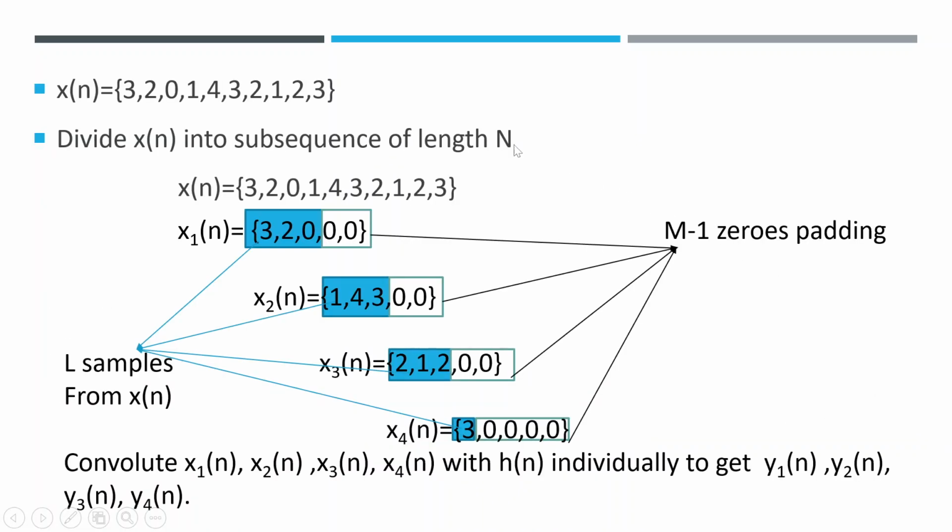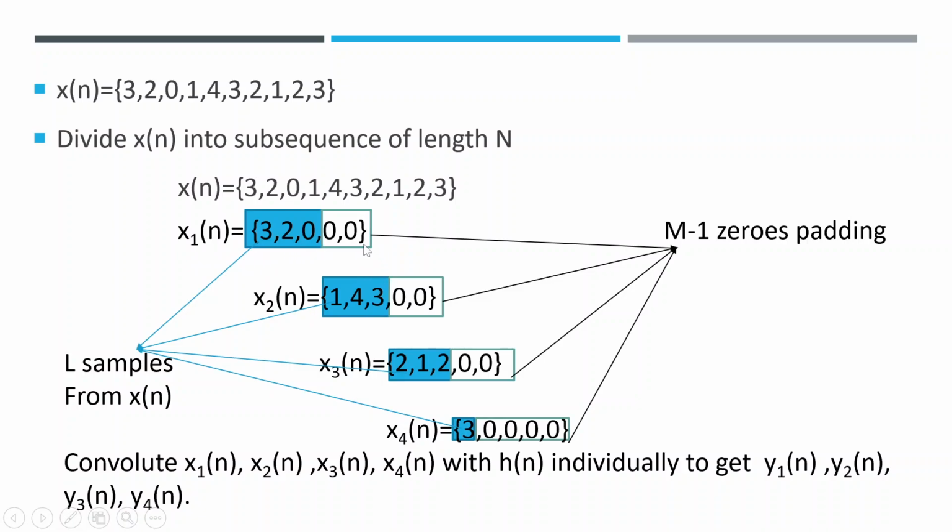Now take x of n and divide it into subsequences of length l. First of all, take l samples from x of n. Here l is equal to 3, so we have to take 3 samples, 3, 2, 0, and we have to include 2 zeros to make its length N. N is equal to 5. Here the length of the x1 of n subsequence is 5 samples.